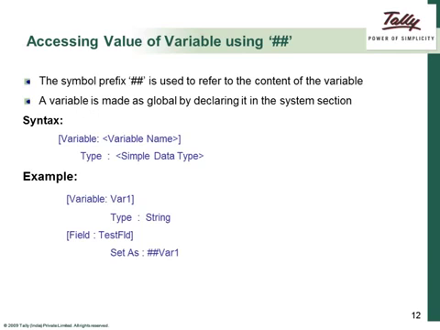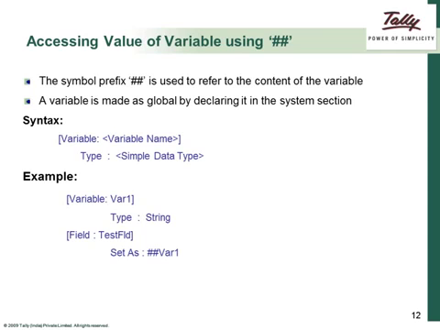Accessing value using double hash, and that is for the variable variable. We have the subsequent detailed chapter on variable. However, to access a variable value, a double hash is required. The symbol prefix double hash together without a space is used to refer to the content of the variable, that is the data contained in the variable.